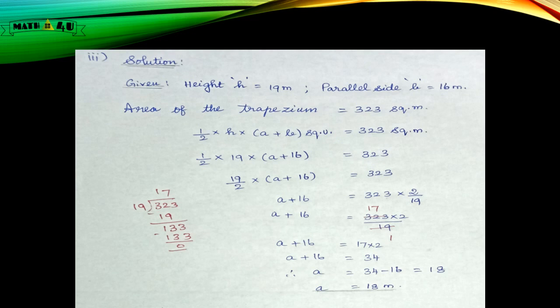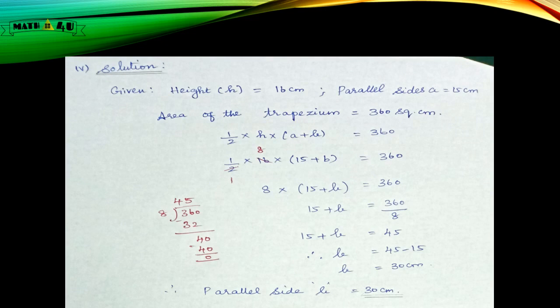323. That is 19 by 2 into (a plus 16) is equal to 323. A plus 16 is equal to 323 into 2 by 19. If the fraction goes to the other side, just take the reciprocal and multiply. Now simplify and get the value of A. The value of A is nothing but 18 meter.